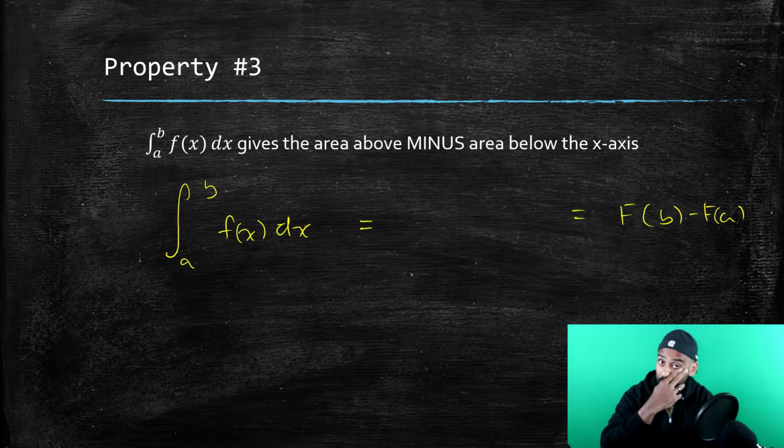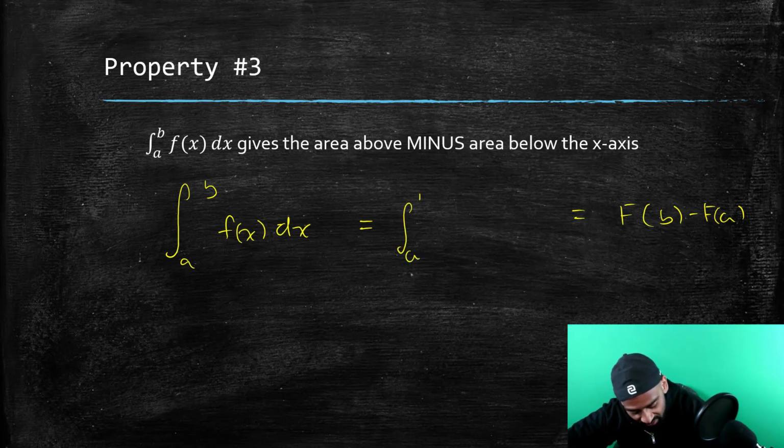Do you guys remember what f of b was? F of b was the integral from a to some number t of f of t dt. And then this, which is f of a over here, well, that's the same as saying the integral from t to a of f of t dt.